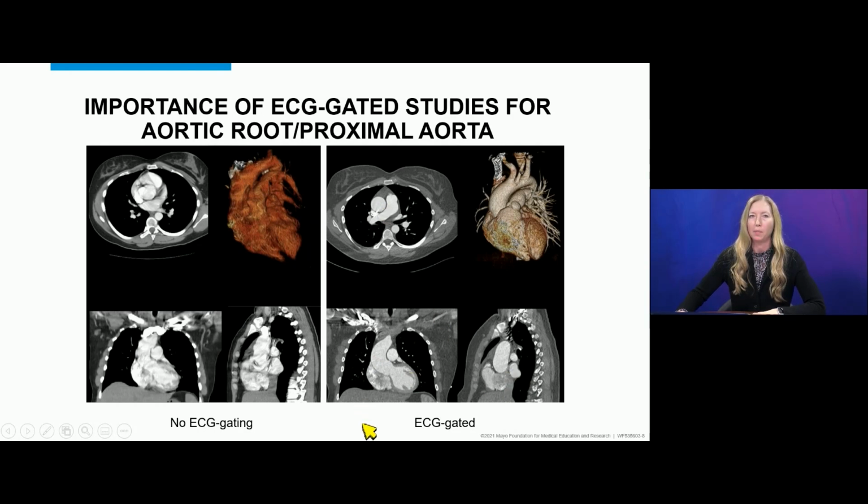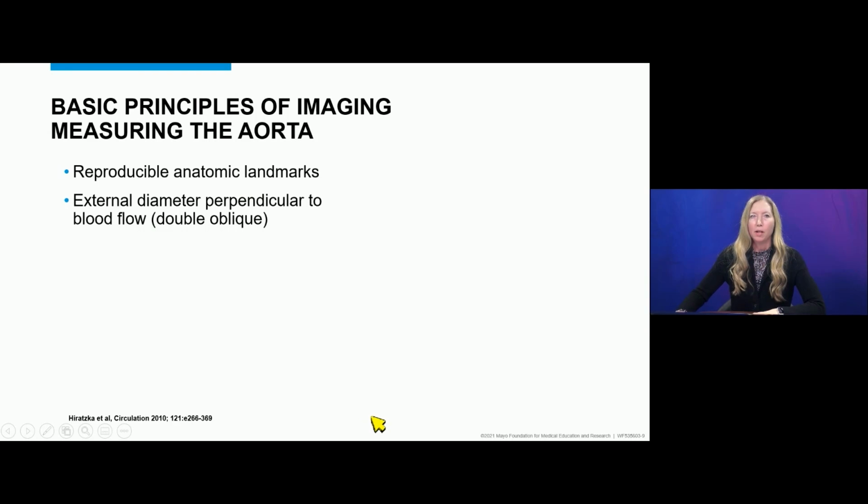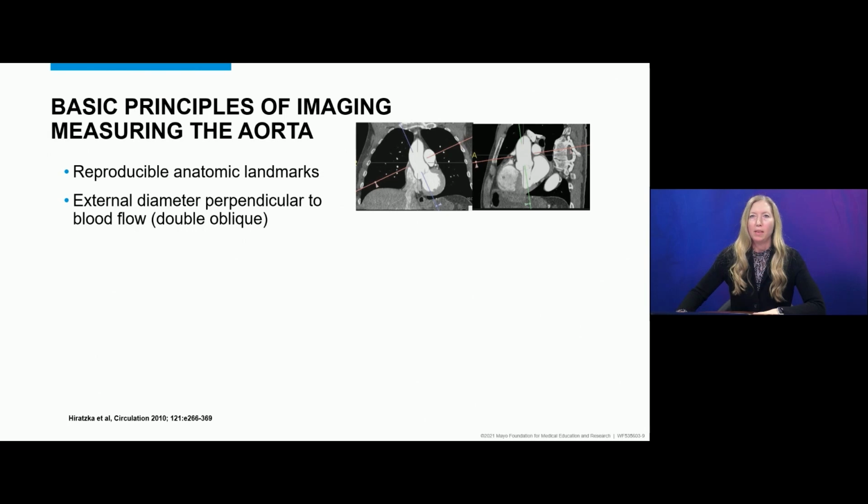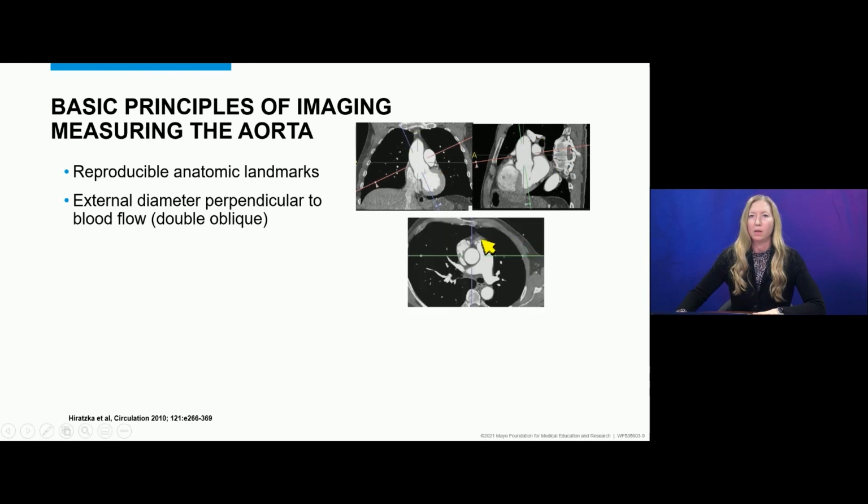and we can very accurately measure the aortic diameter. And when we measure with cross-sectional imaging, we want to be measuring at reproducible landmarks, and we measure the external diameter in a double oblique format. So what I mean there is we want to be perpendicular to flow in two separate planes, which gives us this nice double oblique image so we know that we are not going to over or underestimate the size of the aorta.